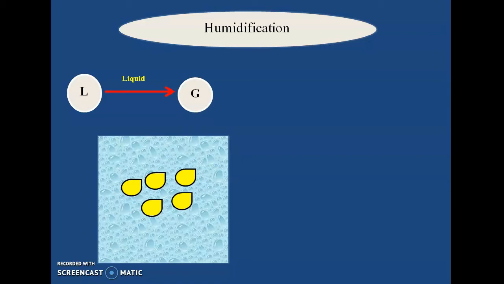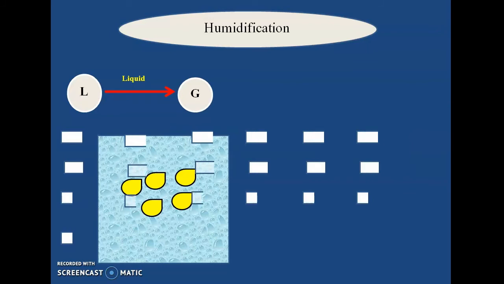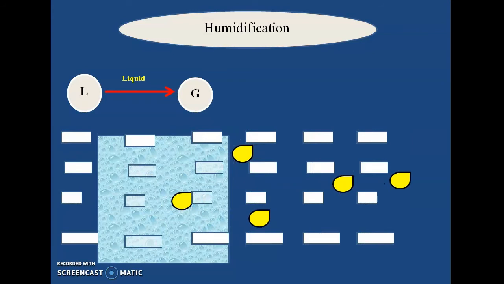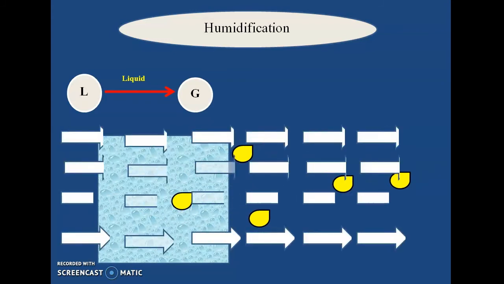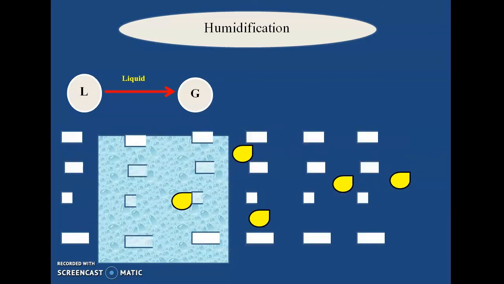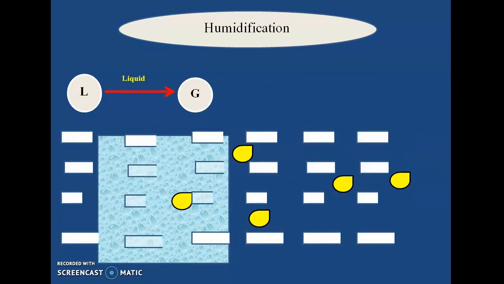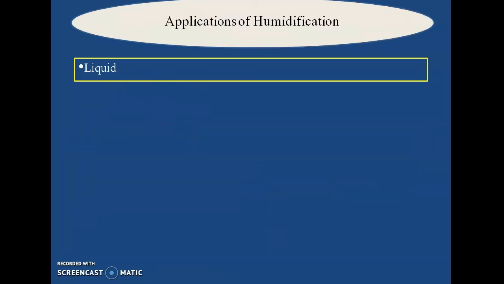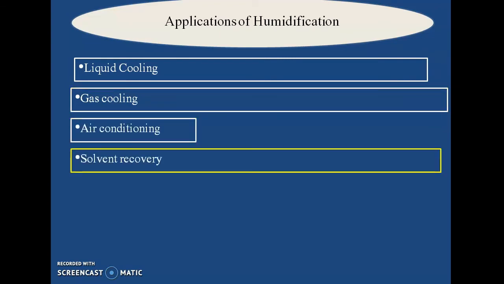So when we blow some air or some dry gas over the liquid, what happens? The yellow particles get transferred to the gas phase or vapor phase. In this way, humidification happens. So solute transfer takes place from liquid to gas. Generally, this solute is water. Applications of humidification: liquid cooling, gas cooling, air conditioning, solvent recovery.